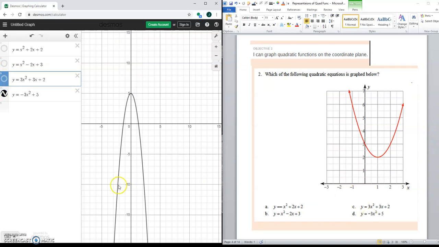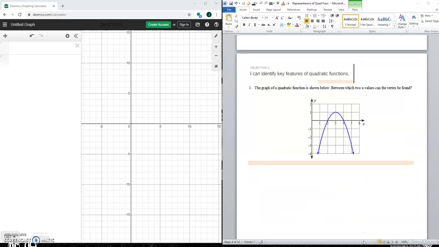And this is opening down. Another way to tell if your graph opens down is that the coefficient of x squared is a negative number. That means that you had done a reflection, meaning that your graph is opening down. For our last and final objective, I can identify key features of quadratic functions.